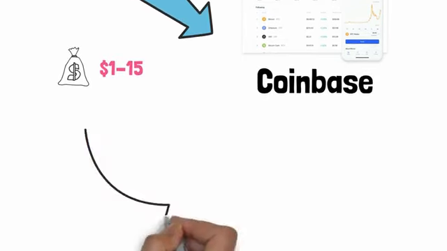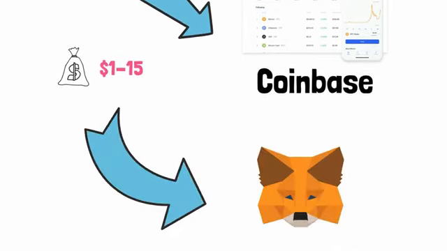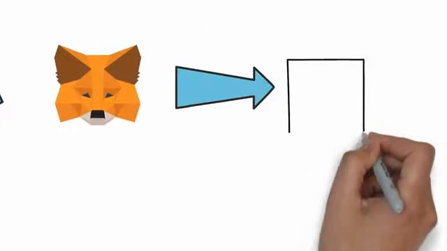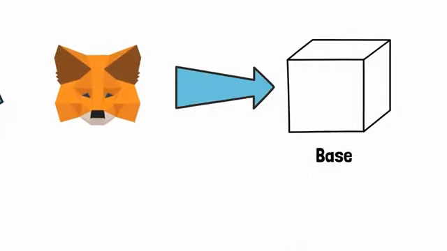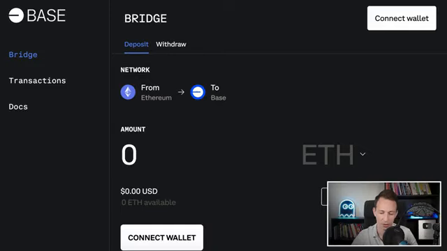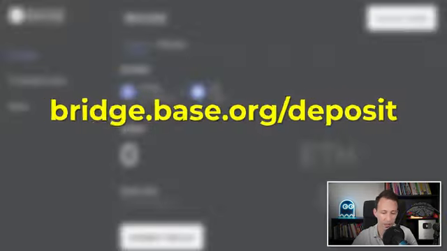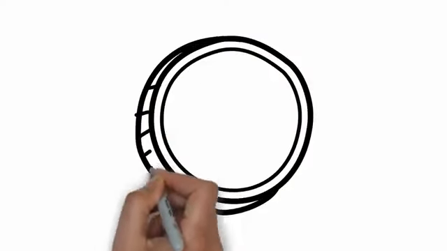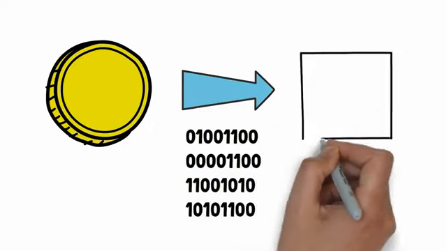Once you have purchased your Ether, you have to send it to your MetaMask wallet. And after that, you will need to transfer this Ether to the Base network. The Ether will still belong to you on the same address, but it will be on the Base network. And to do this conversion, I recommend to use the official bridge of Base. Here is the URL.